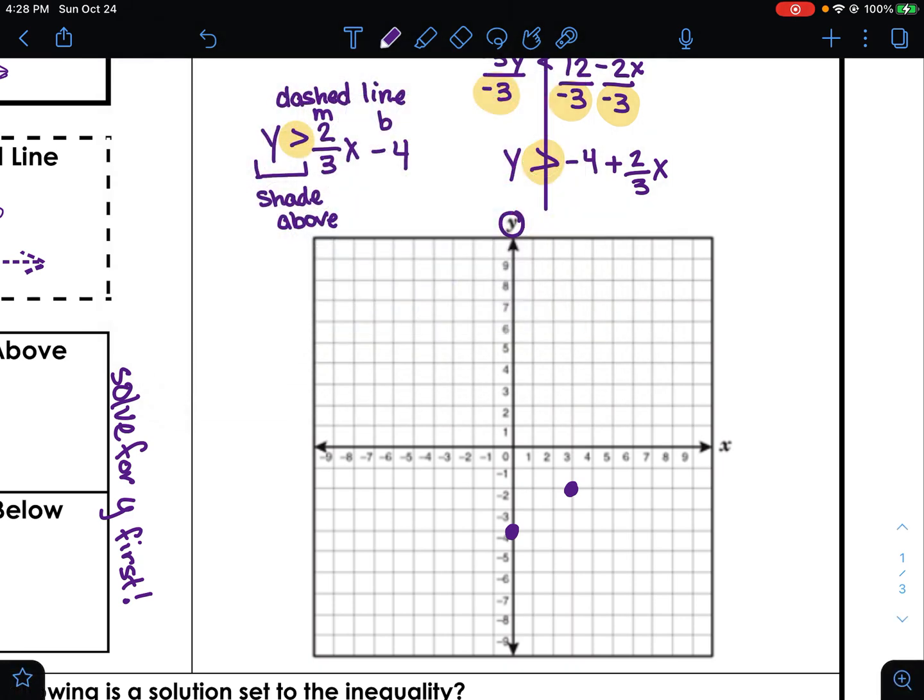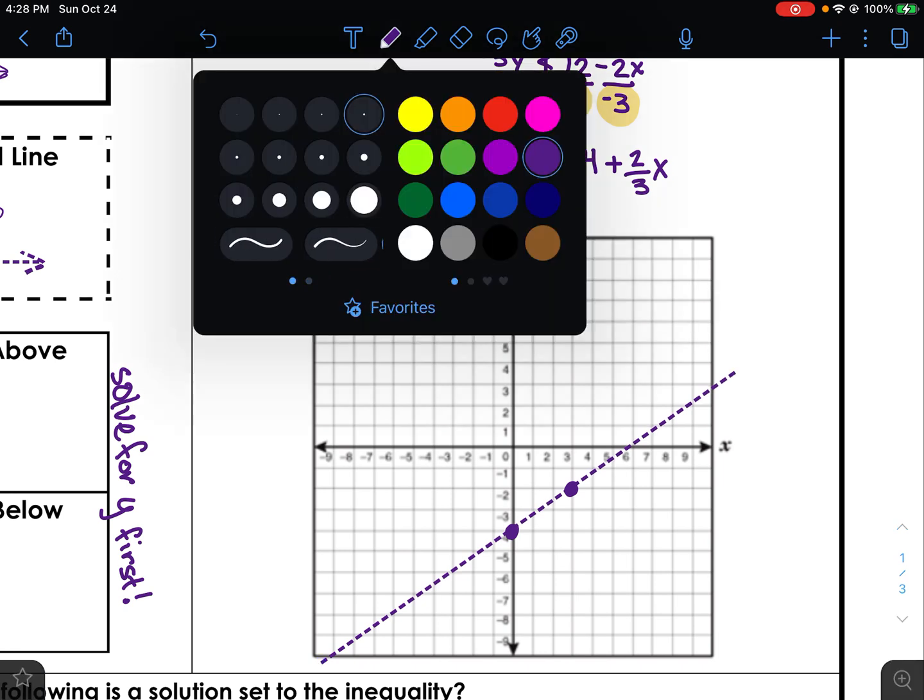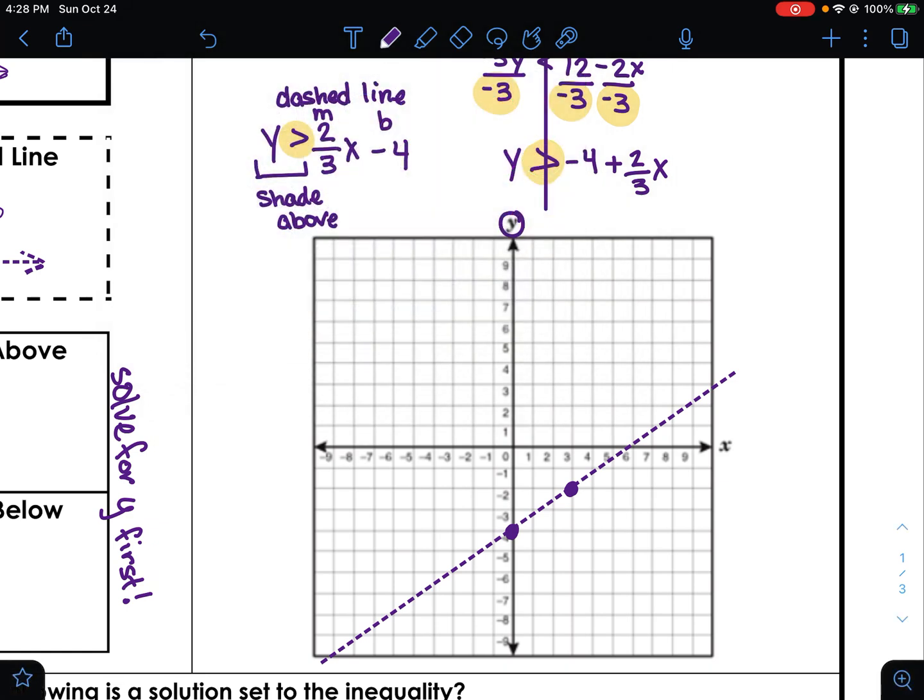Now that I have that, I can go ahead and connect them with my dashed line. It's going to look like this. And we need to make sure that we fully extend it, just like that. And then we put our arrows on it because it's going to keep going.